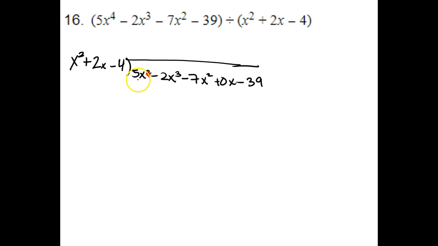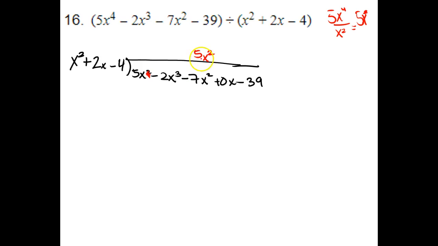So that's going to be this 5x to the 4th divided by this first term, which is x squared. And this gives me 5x squared. So I'm going to put that right above its like term, so x squared and x squared, 5x squared. After I divide, my next step is to multiply.